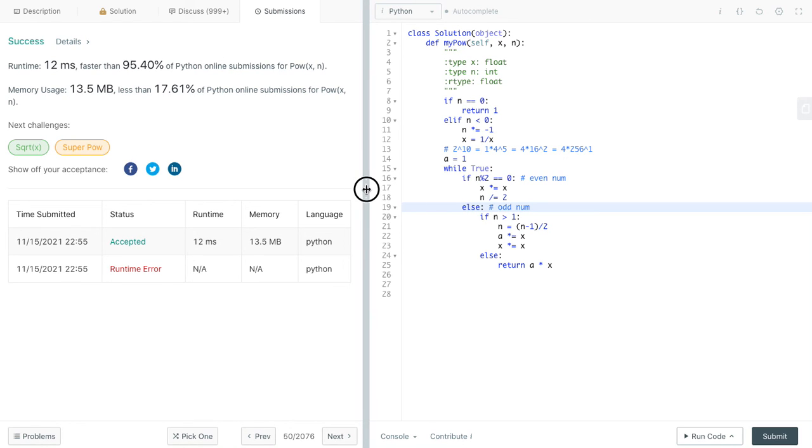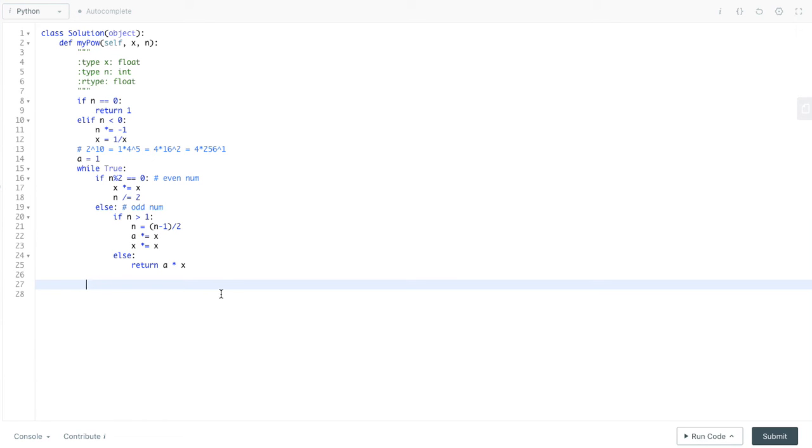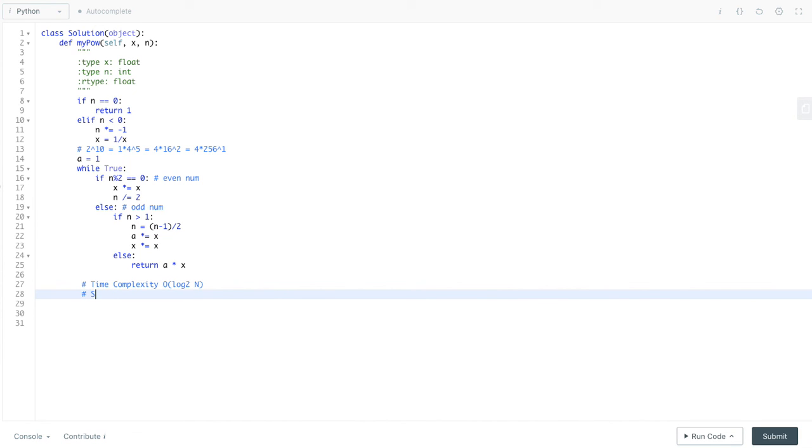All right. So finally, we'll analyze the code for complexity. As we mentioned earlier, the time complexity is O(log base 2 of n), and the space complexity, since we use constant space variables here like n, a, and x, they are all constant space variables, so it's really O(1).